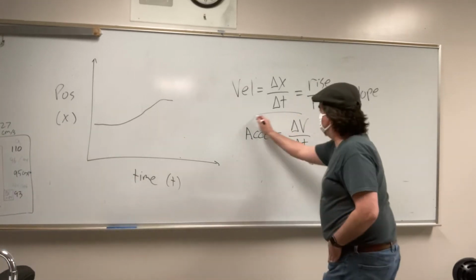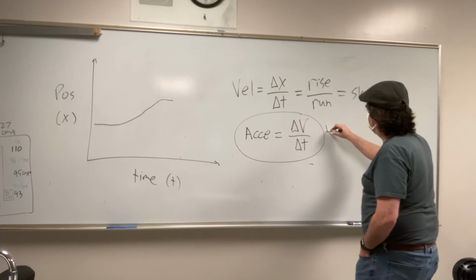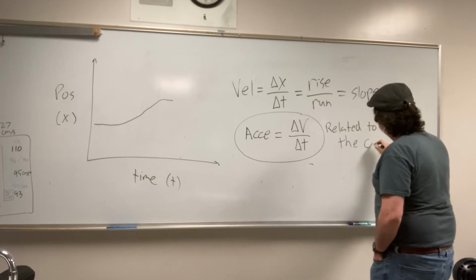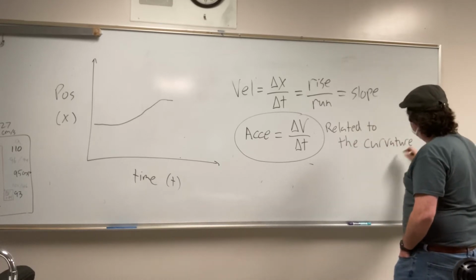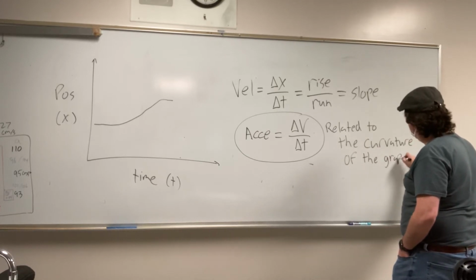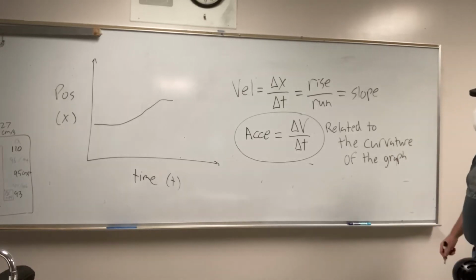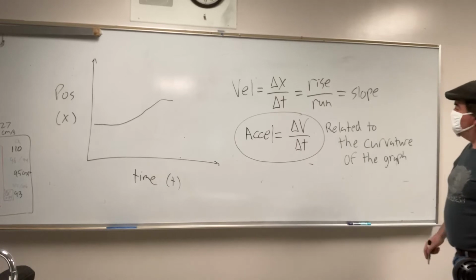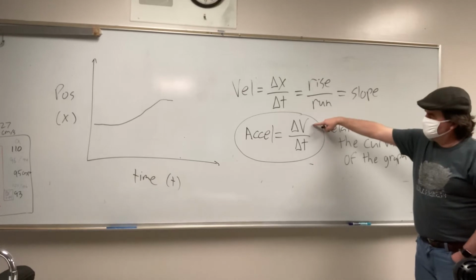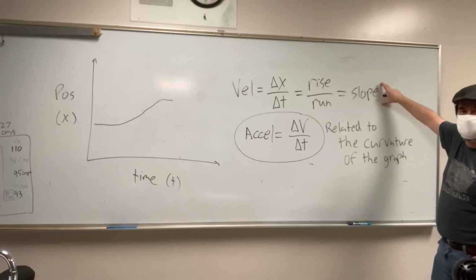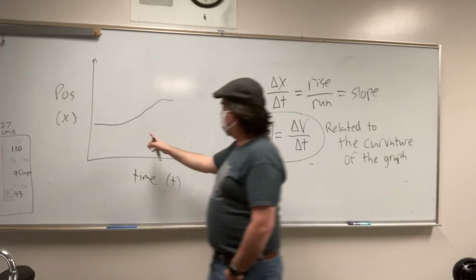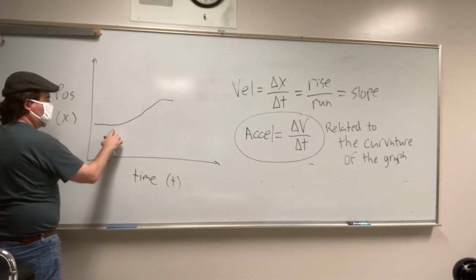So this is related to the curvature of the graph. Do you follow? If the velocity is changing, then the tilt, the slope of the line has to change. And that takes time to happen. As the tilt is changing, that would be an acceleration.